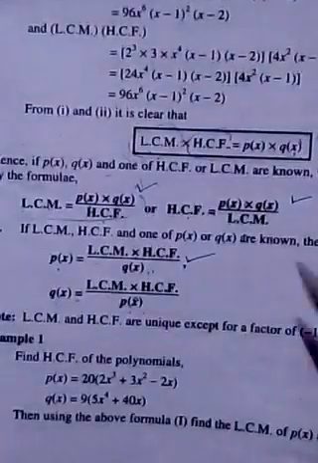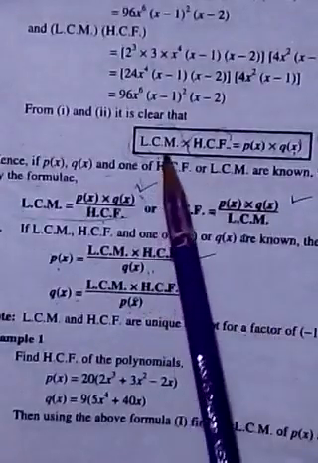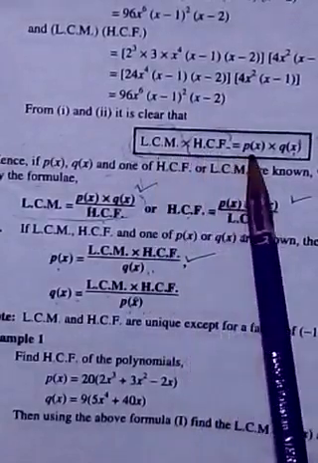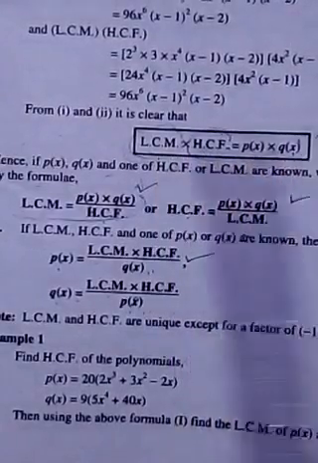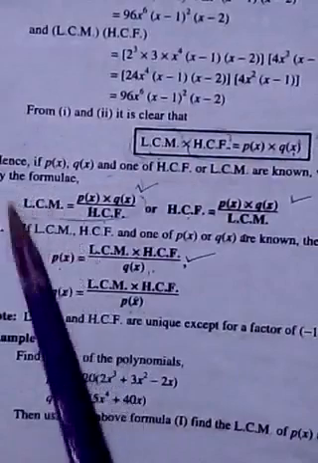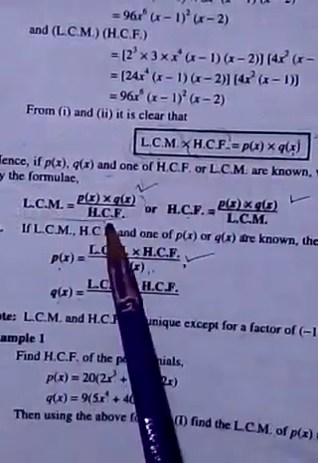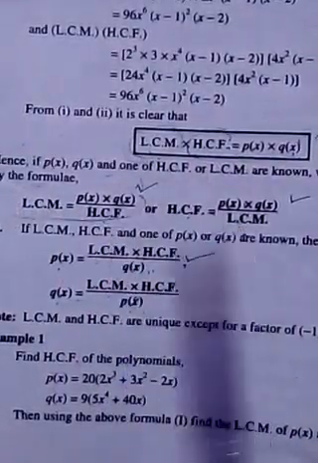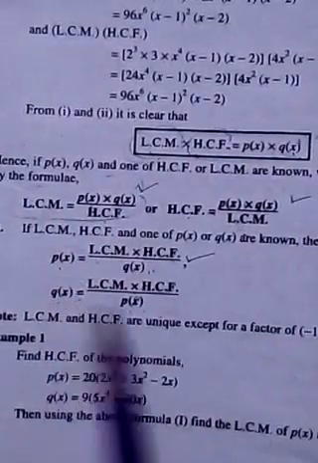For question number 8 I will give you a hint. I will discuss this formula: LCM multiplied by HCF equals PX multiplied by QX. That is the standard formula. If you want to find LCM, then HCF shifts to the other side and becomes the denominator. Same as HCF equals this, PX equals this, and QX equals this.